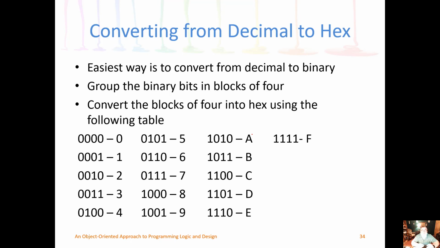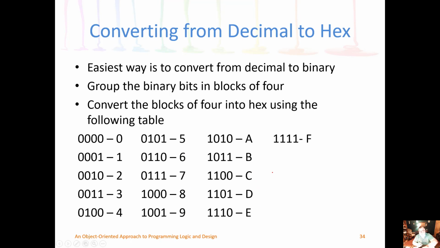So an easy way to convert from decimal to hex is first convert from decimal to binary, and then instead of grouping the blocks in groups of 3 like we did for octal, we group them in blocks of 4. And then we convert them to hex using the following table. So if you look here, 0, 1, 2, 3, 4, 5, 6, 7, 8, 9. And then we go A, B, C, D, E, and F.